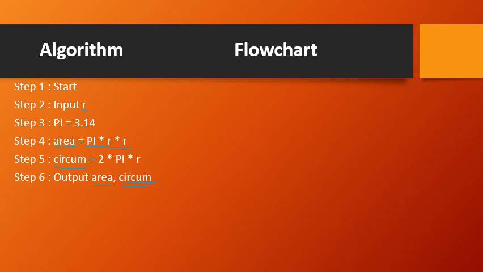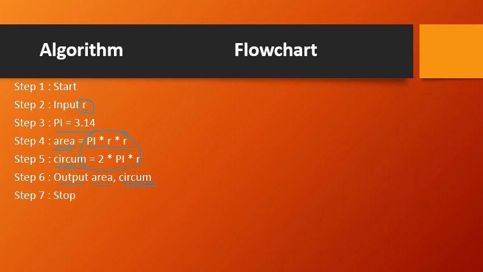Okay, so the steps required in order to calculate the area and circumference: we need the input as the radius, and we want to know the pi value that we did. Then calculate the area and circumference based upon these two formulas, and once it is calculated, get them stored into this area and circum, and then just output them. Okay, so the steps are done. The last step is going to be a stop.